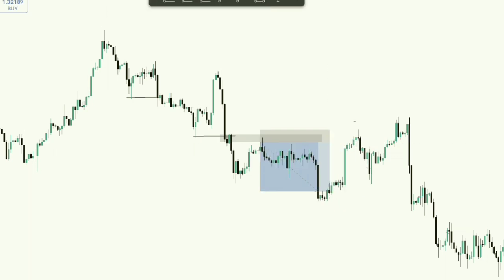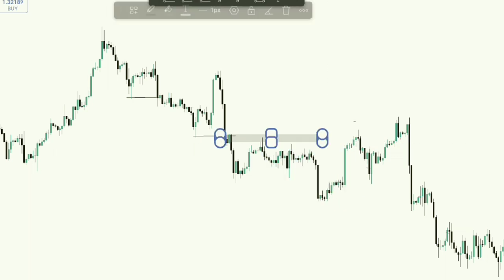This is another winning trade. This is a good entry pattern, guys. I use order block. That's my favorite entry pattern.